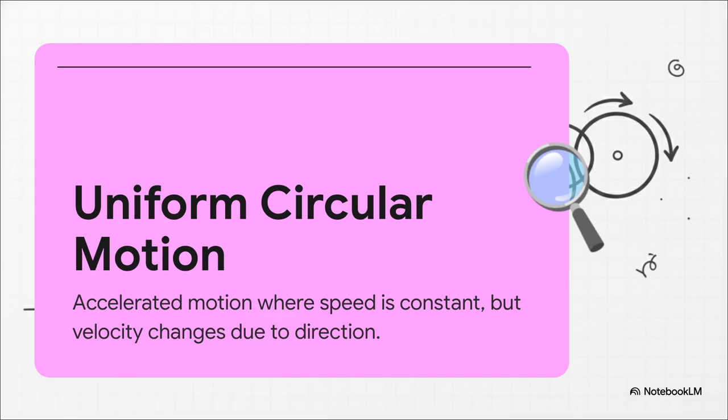Think about it. Speed is just a number. It's a scalar, but velocity is a vector, meaning it deeply cares about direction. If an object is running in a circle at a steady 5 meters per second, its speed is constant for sure. But because it's constantly turning, its velocity is constantly changing. And in physics, a changing velocity means you have acceleration.